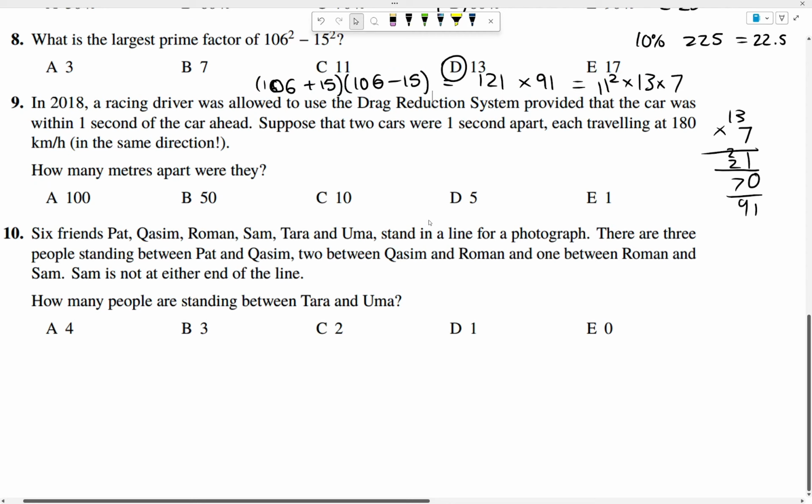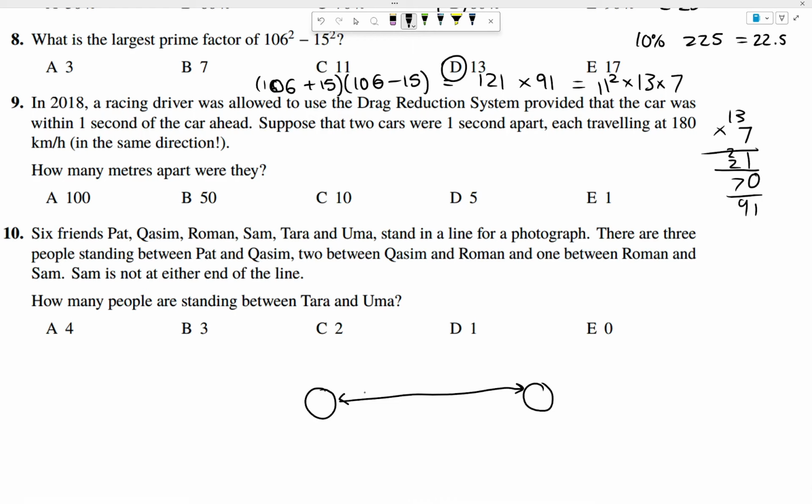In 2018, a racing driver was allowed to use the drag reduction system provided that the car was within 1 second of the car ahead. Suppose that two cars were 1 second apart, each traveling at 180 kilometers an hour in the same direction. How many meters apart were they? So this is kind of like a physics type question. If I draw the cars as circles, then this distance in between them is what we're trying to find.